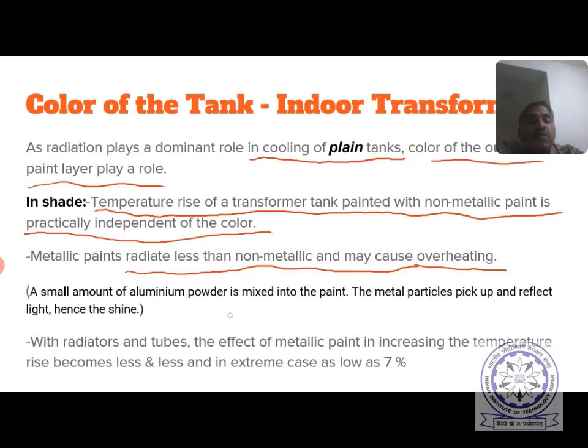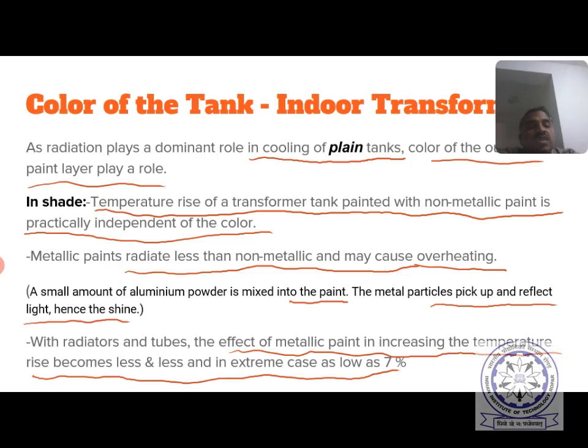A small amount of aluminum powder is mixed into the paint. That is what metallic paint is. Normally, aluminum powder is mixed. The metal particles pick up and reflect the light, and hence they shine. That's why vehicles, cars, etc. use metallic paints, for the glitter, the shine that comes from the reflection of light. With radiators and tubes, the effect of metallic paint in increasing the temperature rise becomes less and less, and in an extreme case as low as 7%.